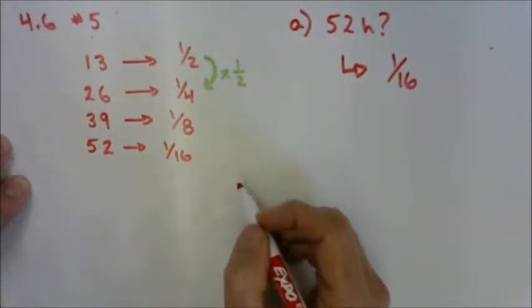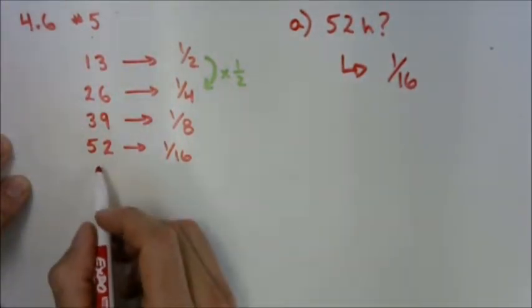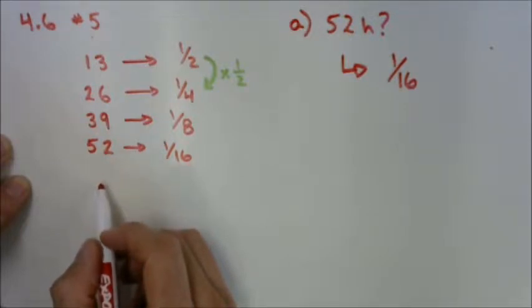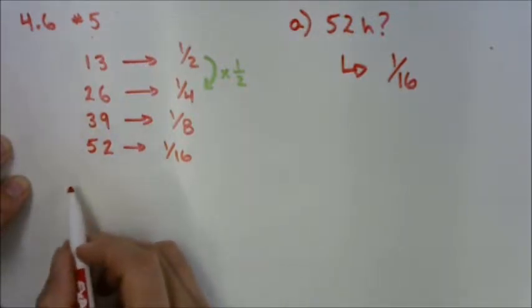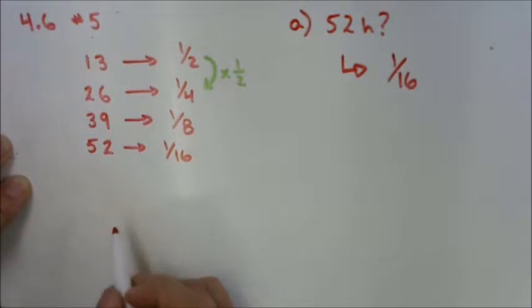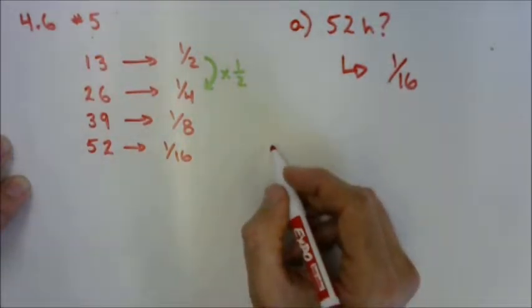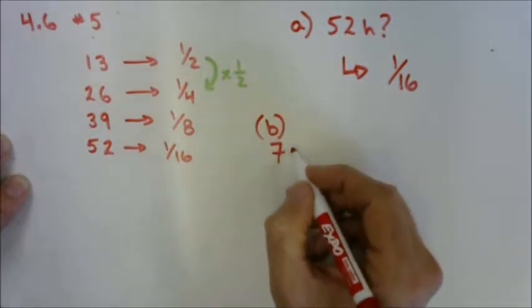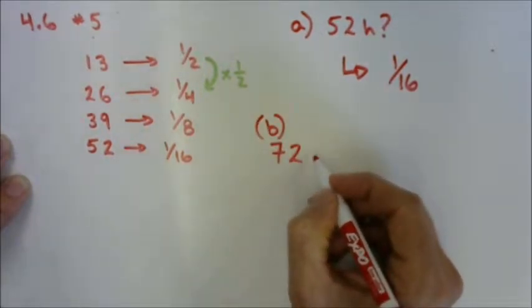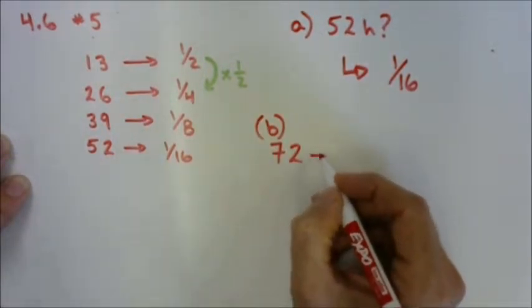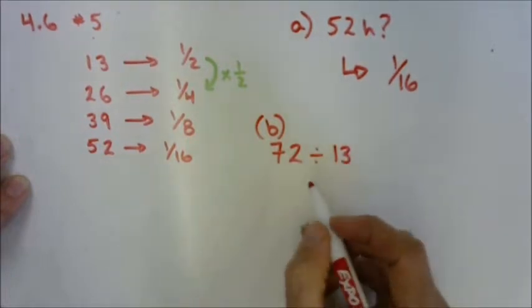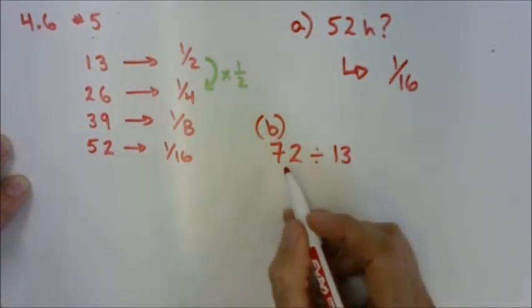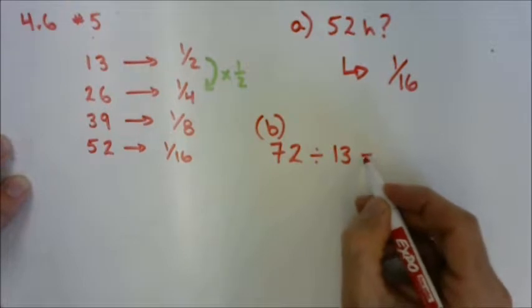I'm going to go ahead and do B a little bit differently. Yes, you could just continue this down two more lines and you'd get 78 hours. But what we want to show, I'm going to do B a little bit differently. We're going to do this the same way we did our examples yesterday in the lesson. So if the half-life is 13 hours, I need to find out how many half-lives are in 78 hours.